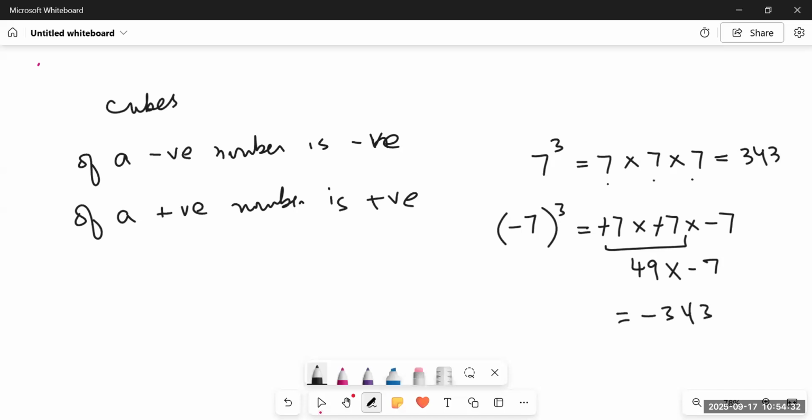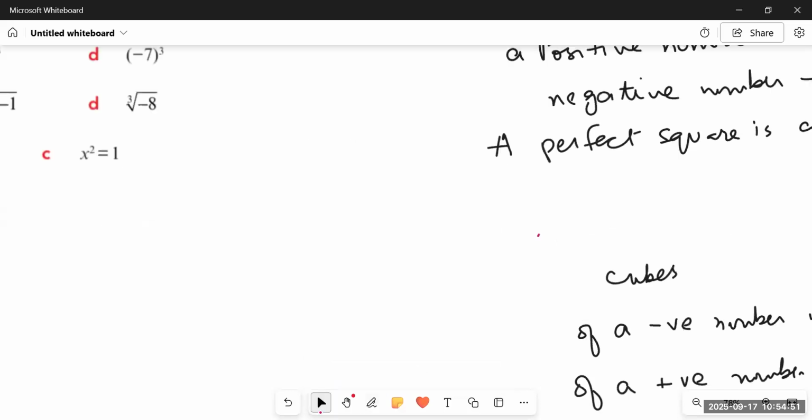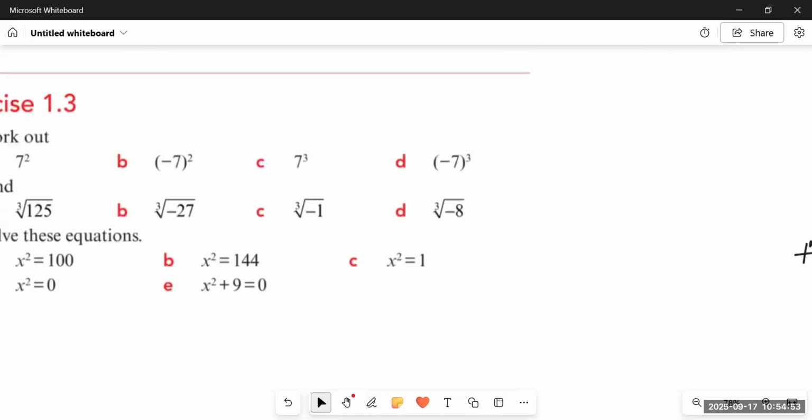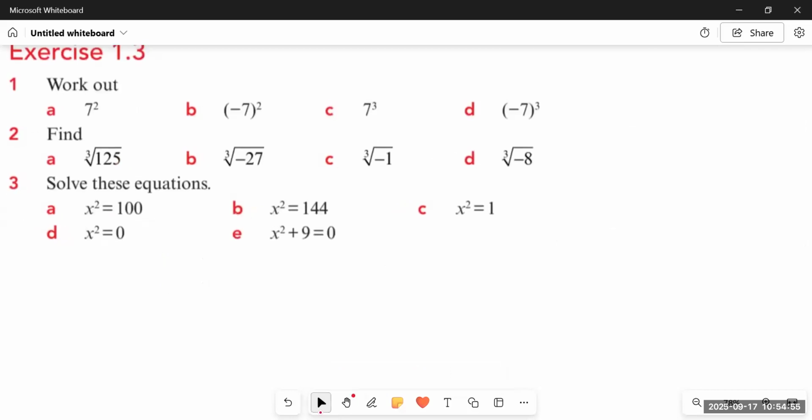So what have we learned so far? That the perfect squares are always positive, but the cube of a positive number would be positive, the cube of a negative number would be negative, right? Now let's move to the exercise. We have to work out the square of 7. So the square of 7 means 7 multiplied by 7, it's 49.